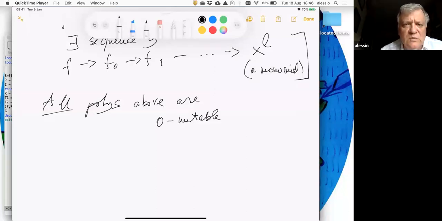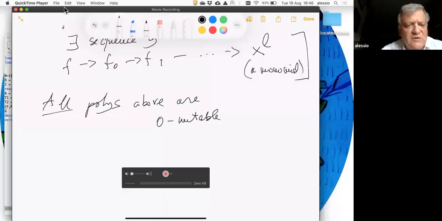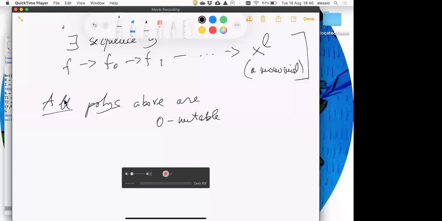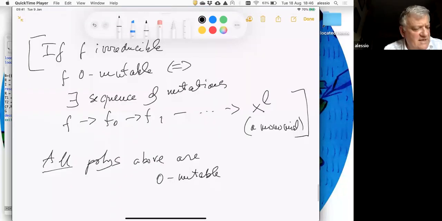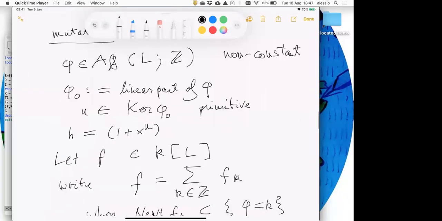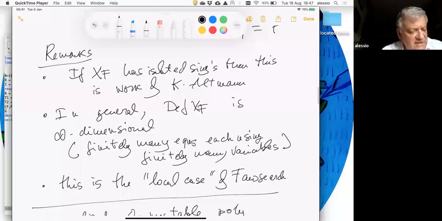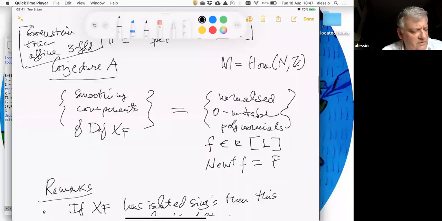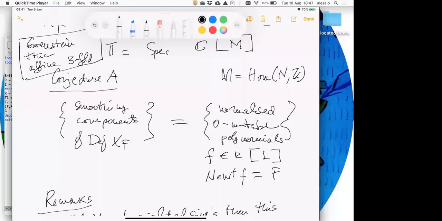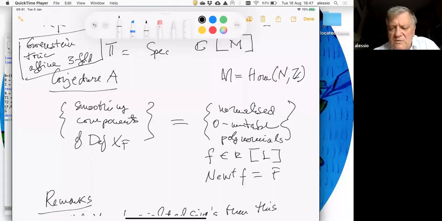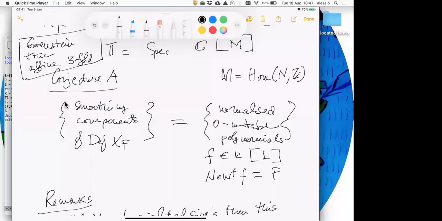Now, perhaps I can go back to this. Conjecture A, if you remember, states that there is a one-to-one correspondence like this between smoothing components of the deformation space and normalized zero mutable polynomials. And I wonder if now, let's see.